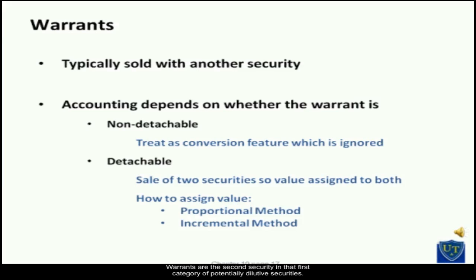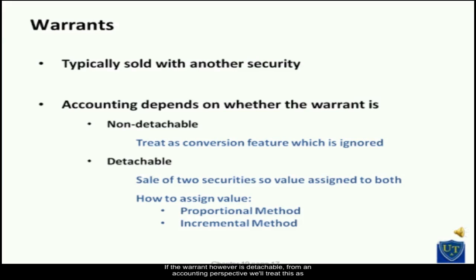Warrants are the second security in that first category of potentially dilutive securities. Warrants are often sold with another security such as common stock so that the common stock is easier to sell or sells for more. How we would account for a warrant depends on whether that warrant is non-detachable, so whether or not it can be separated from the other security, the common stock. If the warrant is non-detachable, we will ignore the warrant because what happens is the holder either has the common stock or the warrant. They can't have both.